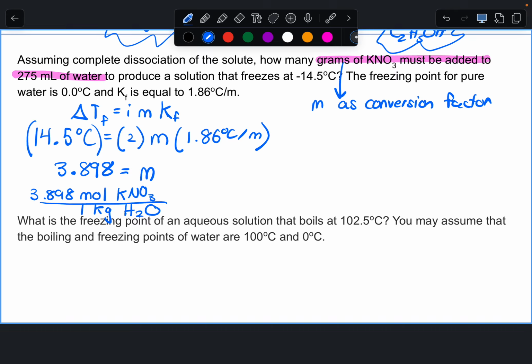Oh, important piece of information. If you haven't already been told this in lab, the density of water is 1 gram per mL. It varies slightly with temperature, but in an instance like this, they really should have told you that the density is 1 gram per mL, but just assume it. If you think you need it and it's not given, you can just assume it. So you can assume that this is 275 grams of water.